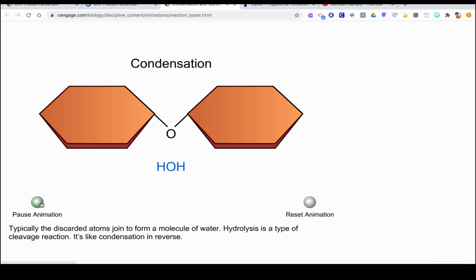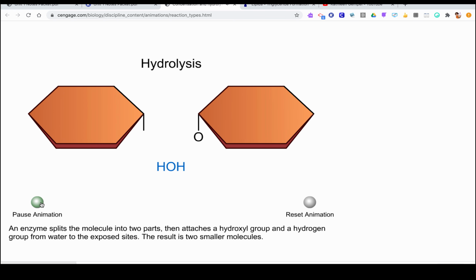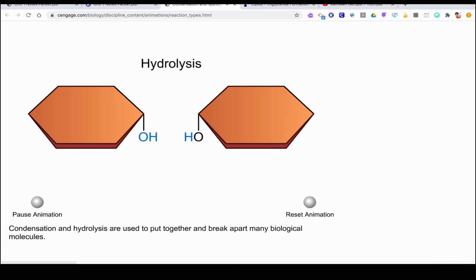Discarded atoms join to form a molecule of water. Hydrolysis is a type of cleavage reaction. It's like condensation in reverse. An enzyme splits the molecule into two parts, then attaches a hydroxyl group and a hydrogen group from water to the exposed sites. The result is two smaller molecules. Condensation and hydrolysis are used to put together and break apart many biological molecules.